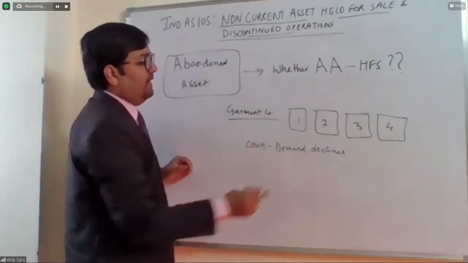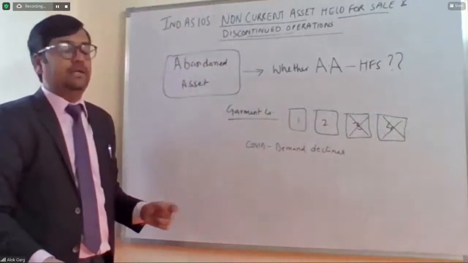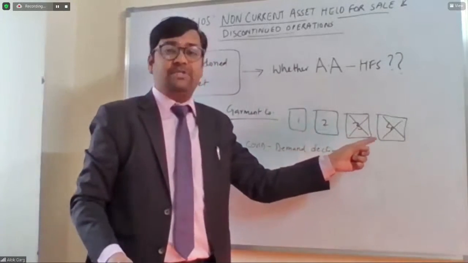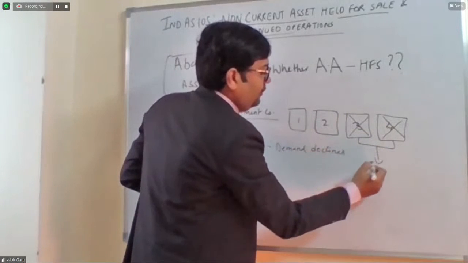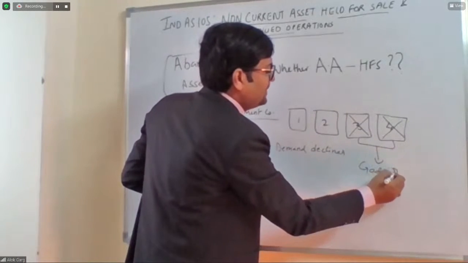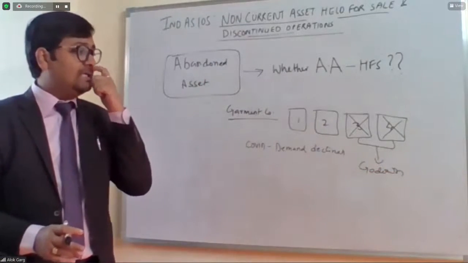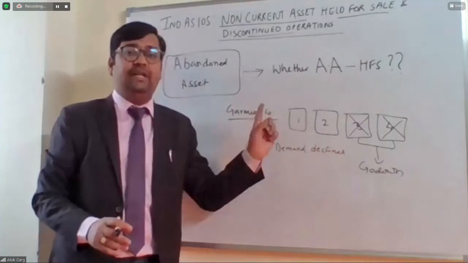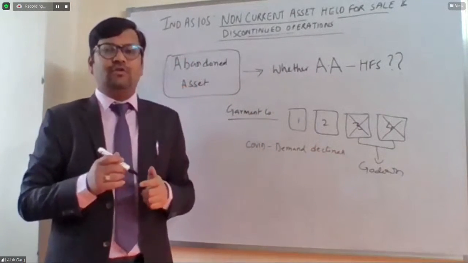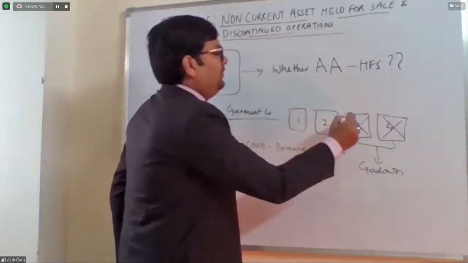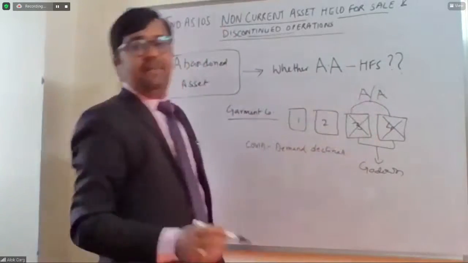Due to the decline in demand, the company has stopped using machinery number 3 and 4, and kept this machinery in the godown, or the company has seal packed and covered this machinery in the factory premises. The company will use this machinery when the demand picks up, when the demand grows. So friends, these machinery will be known as an abandoned asset.